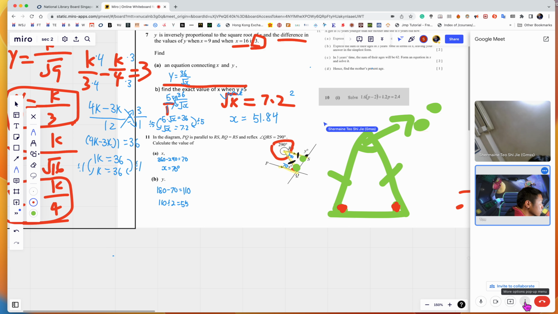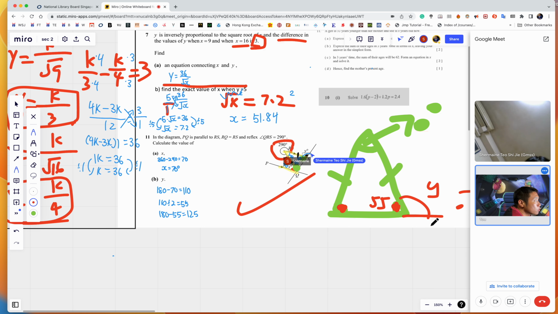Yeah. Good. So if this is 55, how do you find this one, which is your y? Yes. Interior exterior angle, right? Can you remember? Right? Very good.